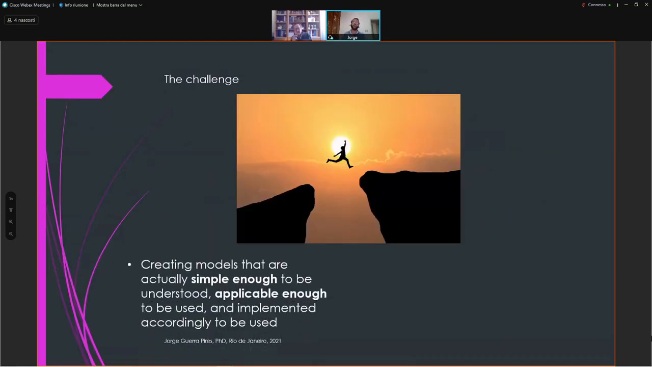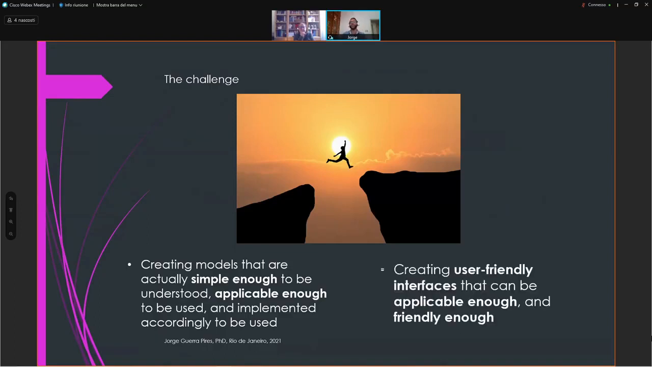So when you have the challenge of creating a user-friendly interface, you should keep it simple enough, applicable enough, and implemented accordingly. Simple, because it should be simple to use. Applicable, because suppose you make software that is very simple but you can't do anything with it, it's useless. And implemented accordingly, because suppose you use a technology such as MATLAB, which is nice, but MATLAB is paid. How many people can pay for a MATLAB license? So maybe you can use Octave, which is an alternative.